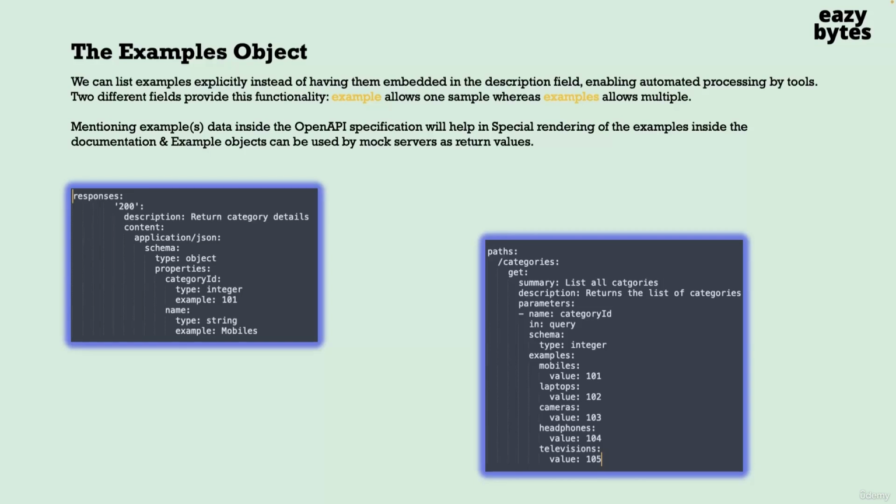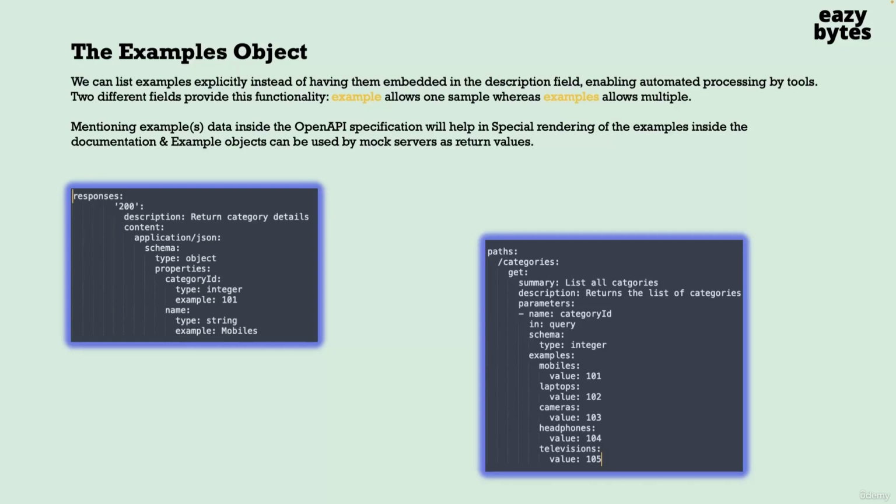So previously we used example inside our OpenAPI specification to provide an example for a field, but example has its own limitations. You have to repeat the example keyword for each and every field or element that you have inside your schema, and with example you can only provide one example value. That's why we can leverage the examples object, using which we can define multiple examples for our schema or for our objects, and the same examples are going to look great inside our Swagger UI as well.